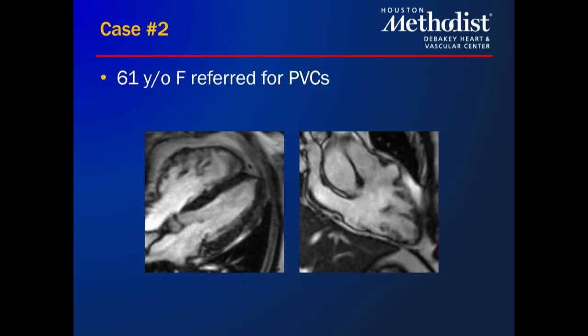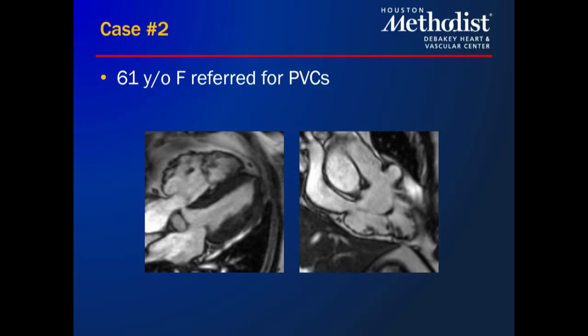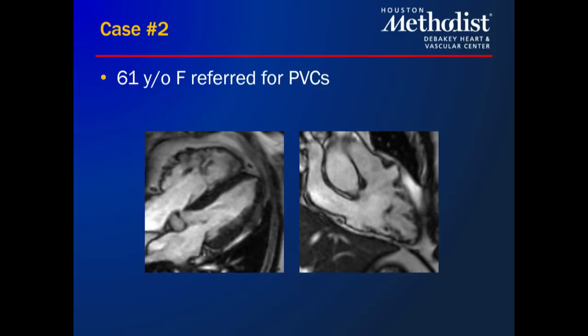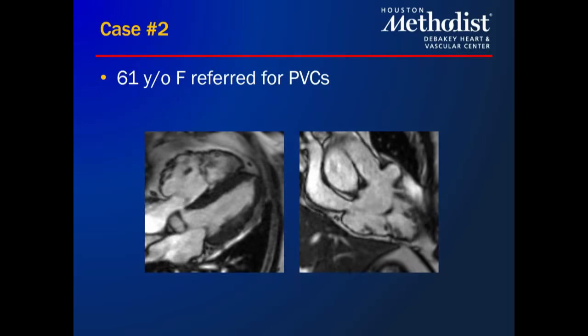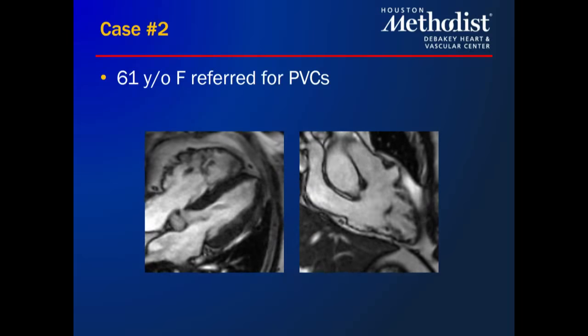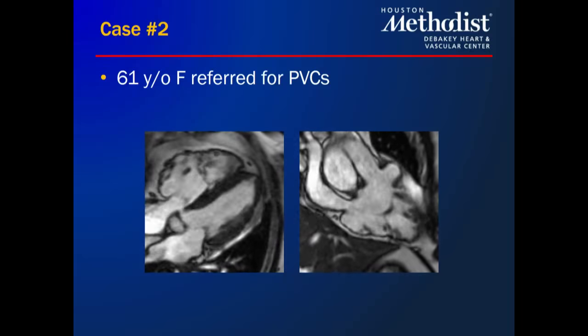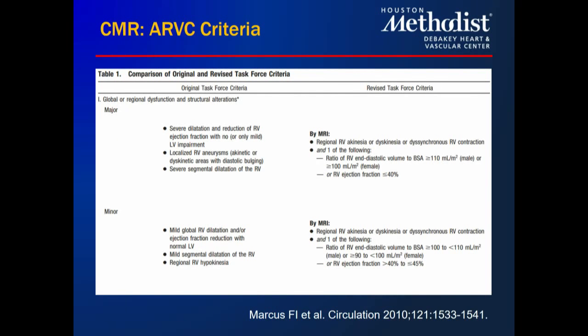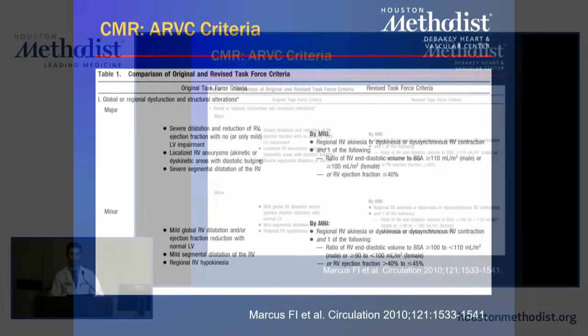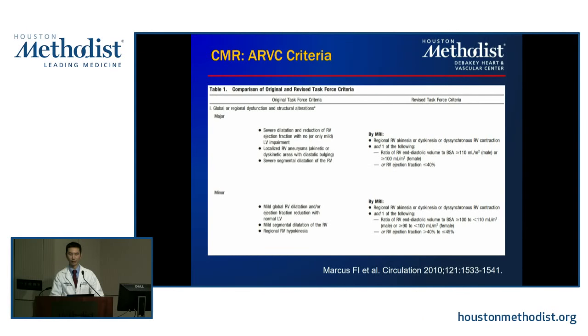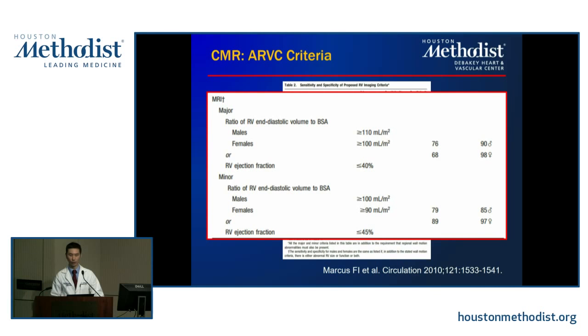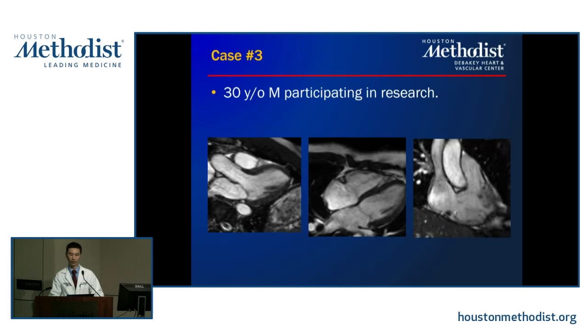This is a 61-year-old female who came in for PVCs, and the thing you'll appreciate is the RV is a bit sluggish, and more importantly, you see this big outpouching here, indicating regional RV dyskinesia. So this patient actually fulfilled 2010 task force criteria on CMR for depressed RV ejection fraction and regional akinesia, dyskinesia, indicating that this patient has ARVC. This led to her entire family getting screened as well. And these are just the formal criteria, which I won't belabor right here.